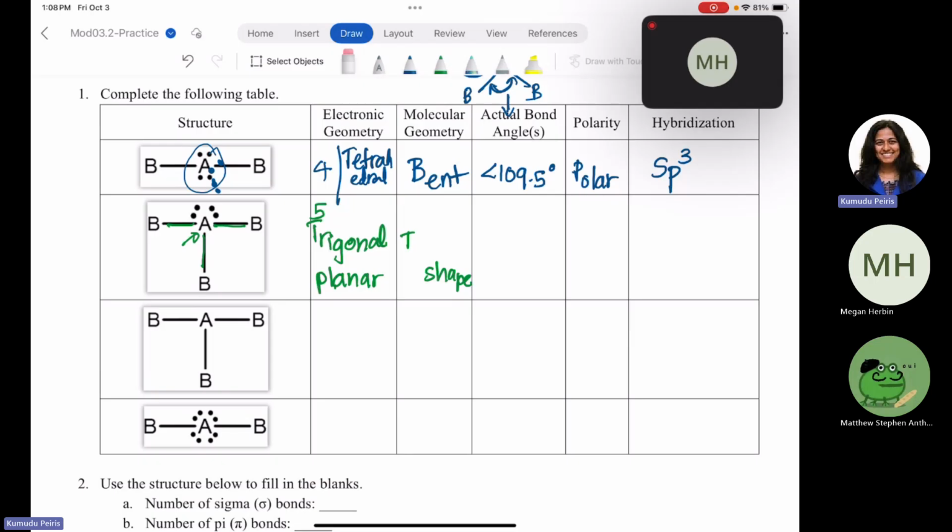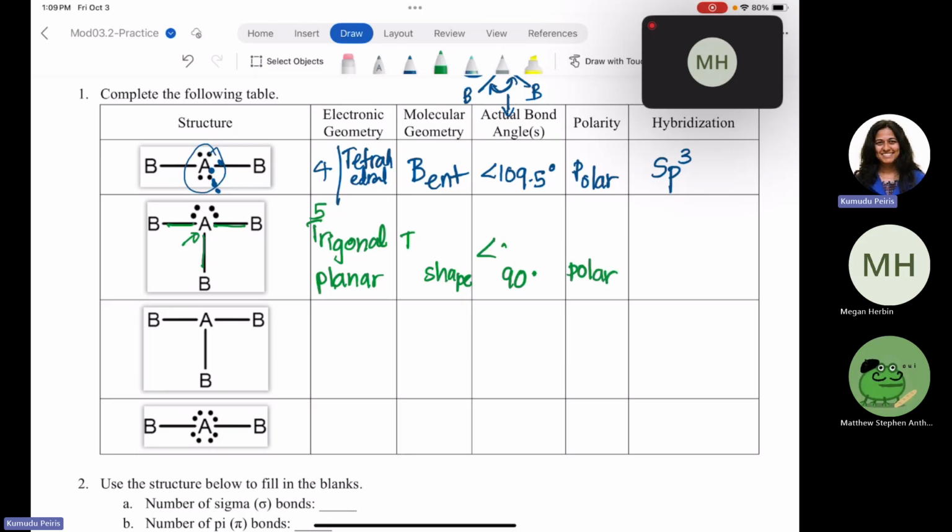Okay, so this will be less than 90 degrees. Right. The polarity will be this, where the molecule's bonds are not completely opposite. You'll see that there is a dipole moment, so the molecule will be polar.